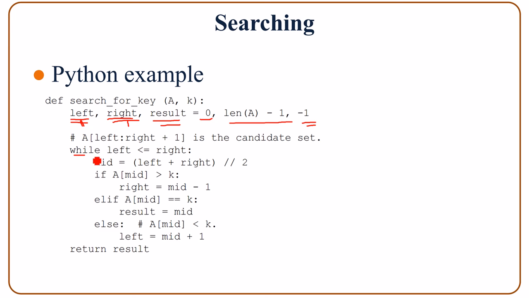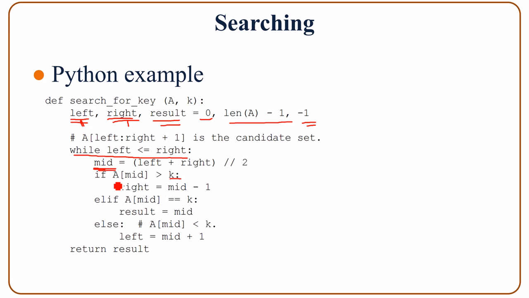While left less than or equal to right, meaning while the left element hasn't crossed the right element, the mid element can be calculated from the left and the right index.